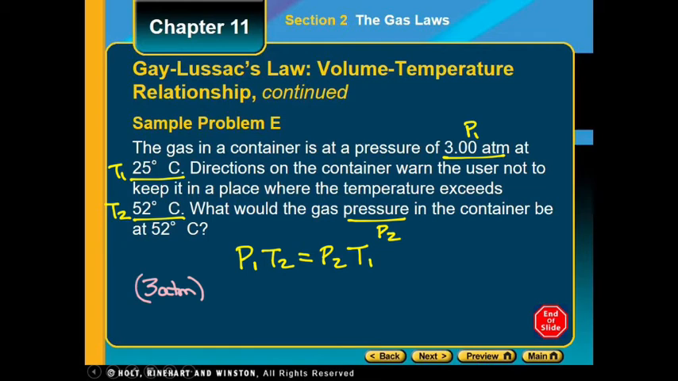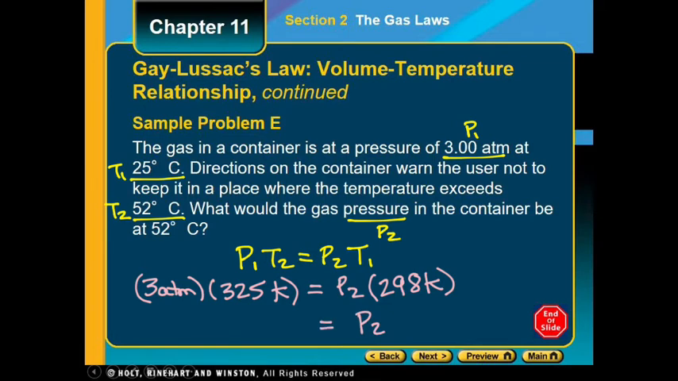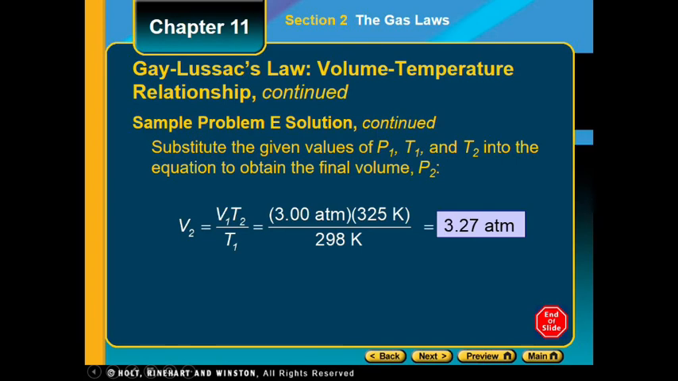T2, that 52 degrees Celsius, whenever you change it to Kelvin, you add 273. So you get 325 Kelvin. P2 is what we're solving for, and T1, the 25 degrees Celsius, add 273 to that, you get 298 Kelvin. And again, to solve for P2, algebraically, the 298 must go to the other side and be divided, and your final answer is 3.27 atmospheres. So, there it is all worked out for you.